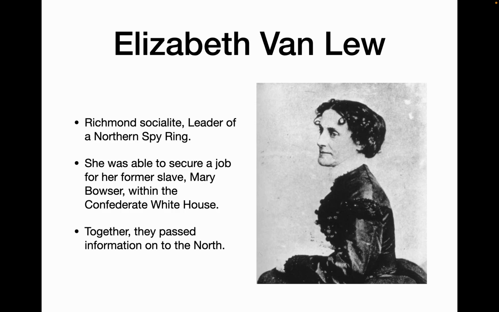We also see that there were some Southerners who pretended to be loyal to the South, but were actually spies for the North. And one of the great examples of that is Elizabeth Van Lew. She was a socialite in Richmond and also the leader of a spy ring.